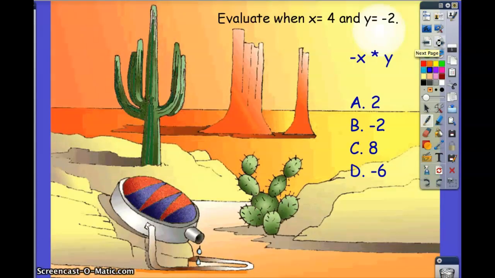Evaluate negative x times y when x equals 4 and y equals negative 2. So negative, and then x is 4 times y, which is a negative 2. Now we have signs that are the same, so your answer is going to be a positive 8, which in this case would be C.